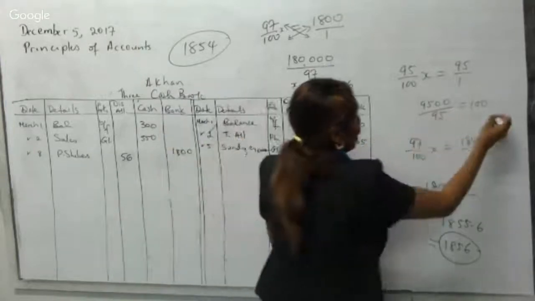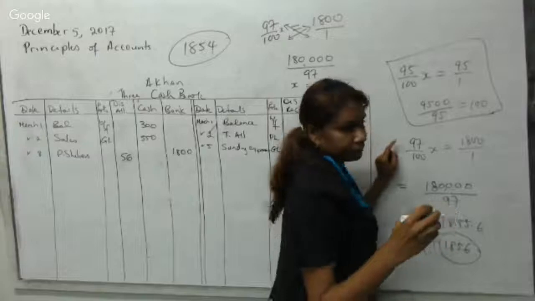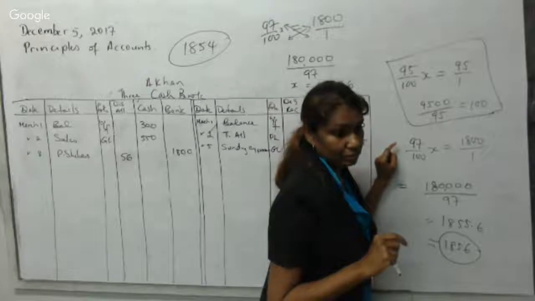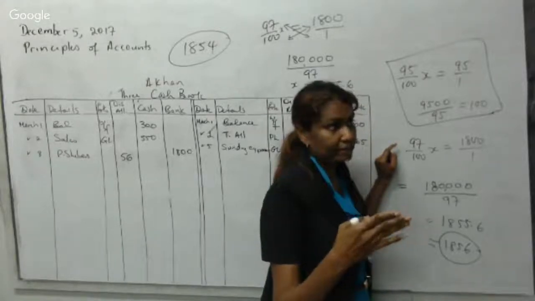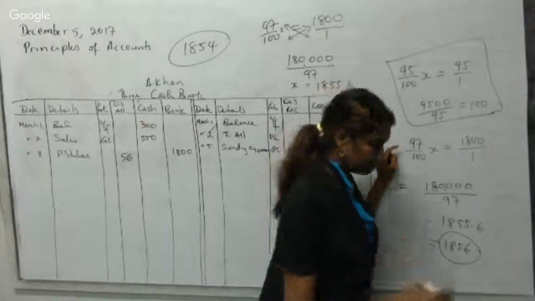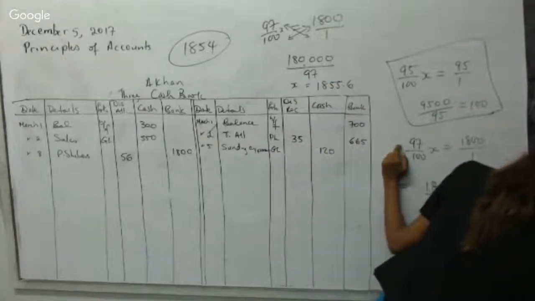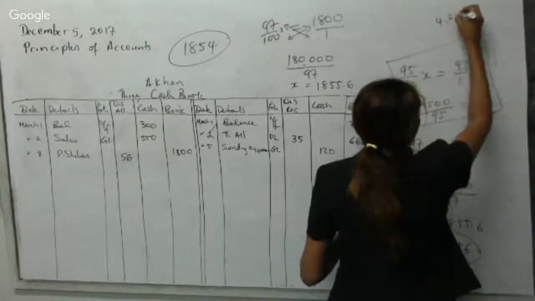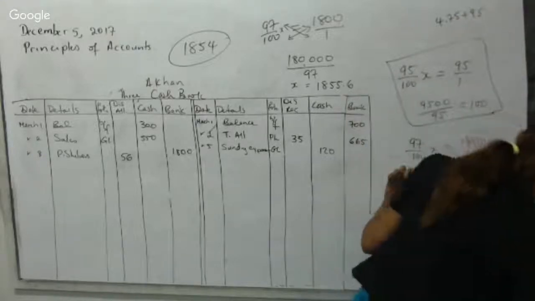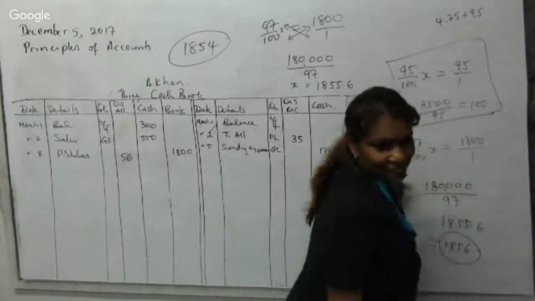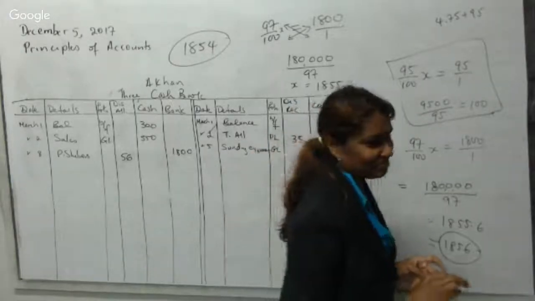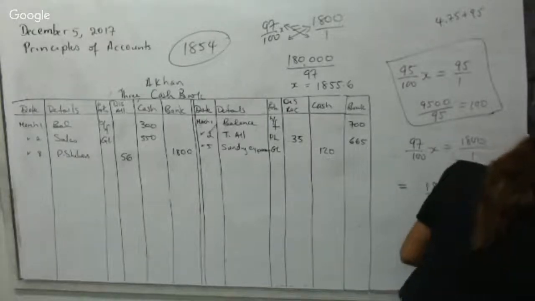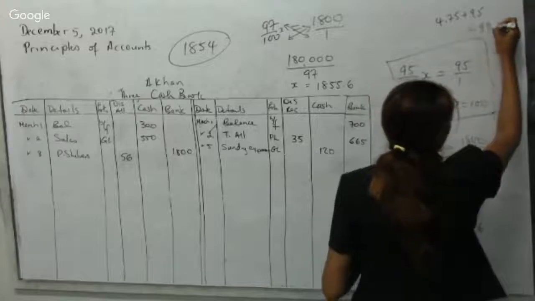You understand? Now, if you work this the way you were doing it before, by finding 5% of 95, it would be wrong. 5% of 95 will give you something like 4.75, and then you add it back to 95. 4.75 plus 95. So you're saying that your whole is 99.75.